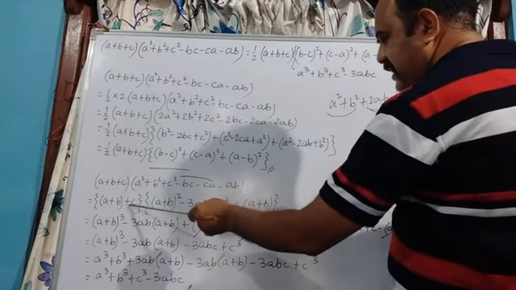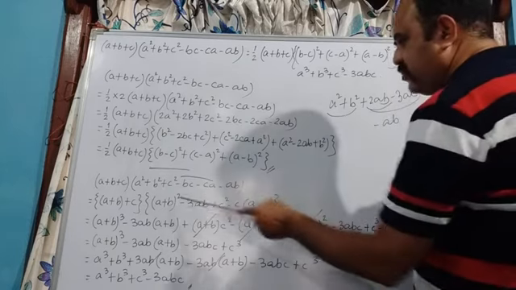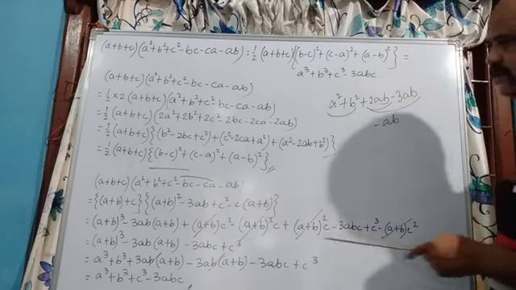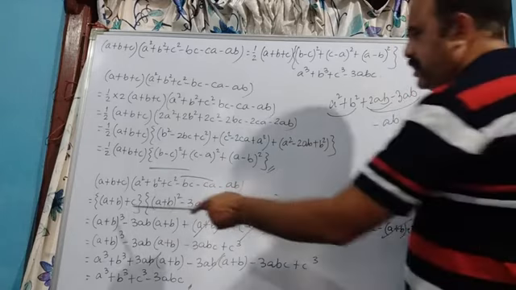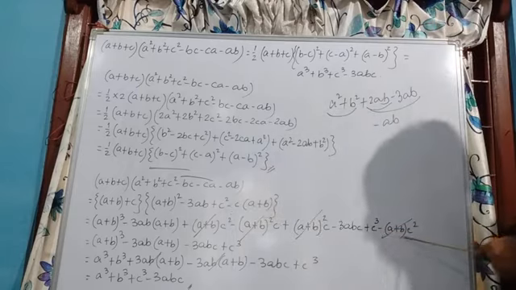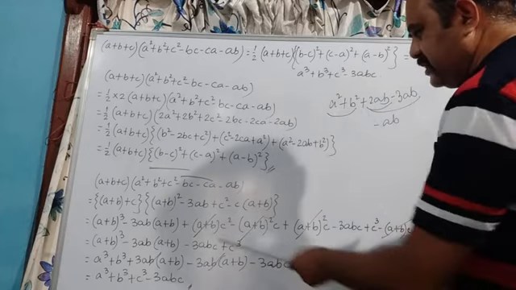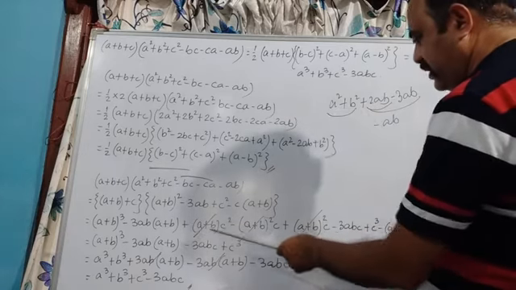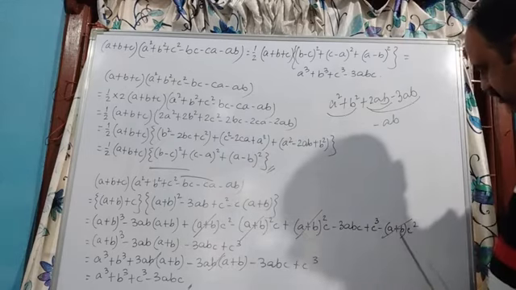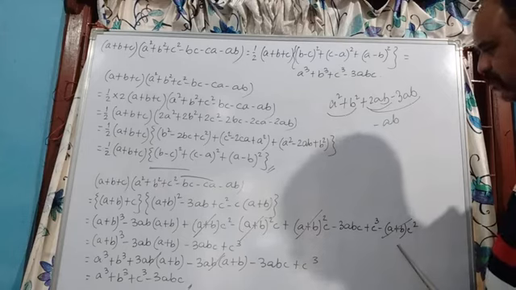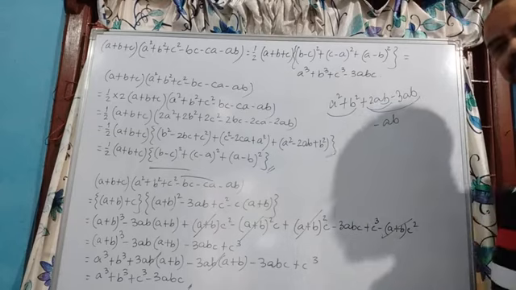Now with +c: c into (a + b)² is (a + b)²c. c into −3ab is −3abc. c into c² is c³. And c into −c(a + b) is −(a + b)c². After multiplying this, what I find is that +(a + b)c² and −(a + b)c² you can remove, and −(a + b)²c and +(a + b)²c you can also remove.